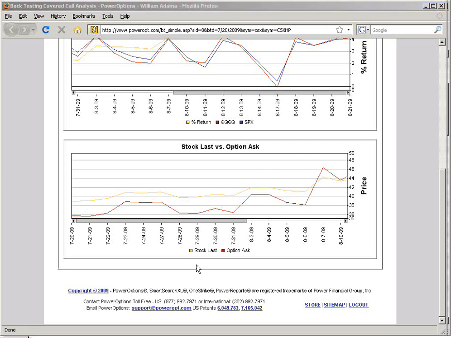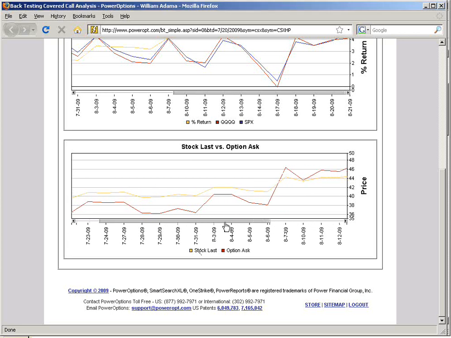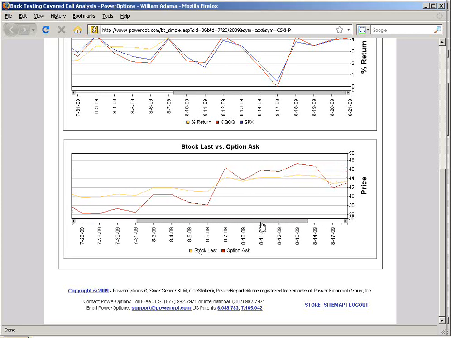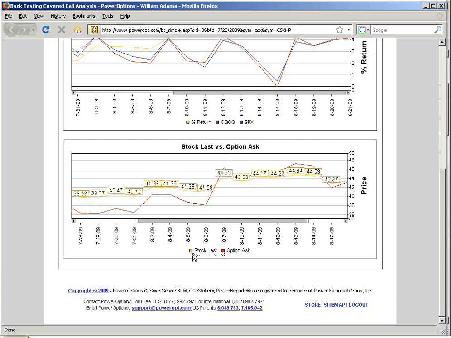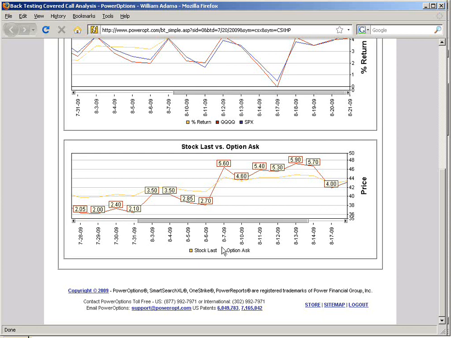Now as we move forward, we see that we had a couple of spikes here in the option price. We had a jump up to about $5.60 there on August 7th. We were going deeper in the money. The stock at that time was at $44.33. So the stock had moved up about 5 points, and the option had gained about $3.80 from when we originally sold it. Okay.